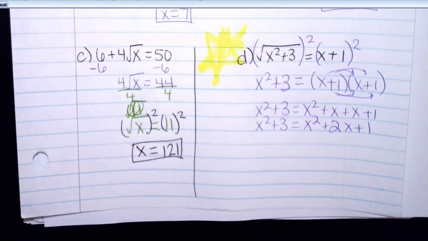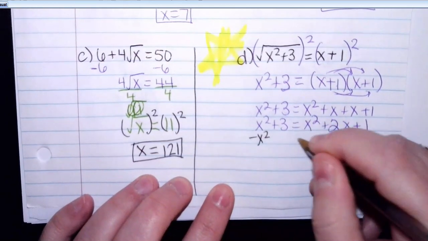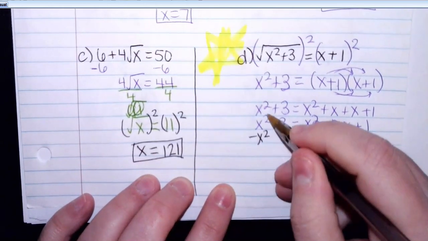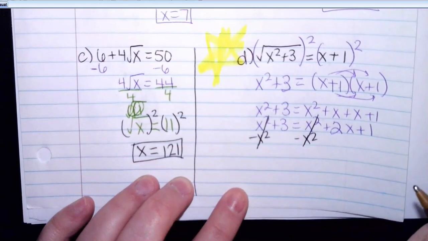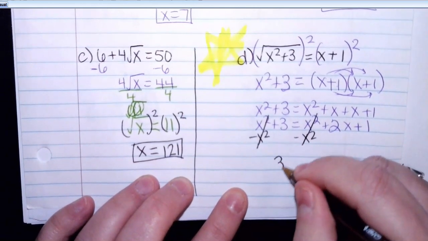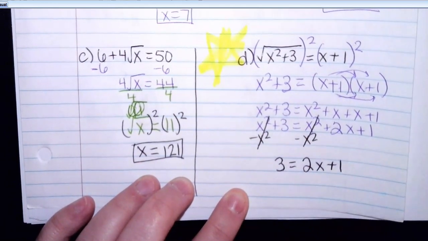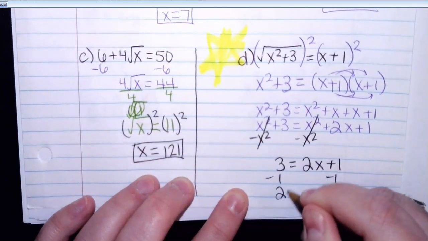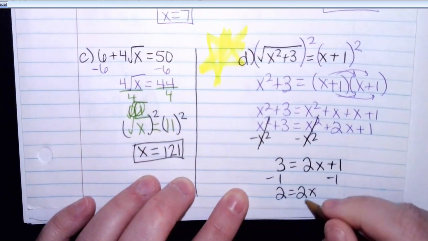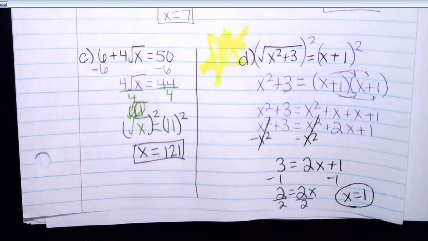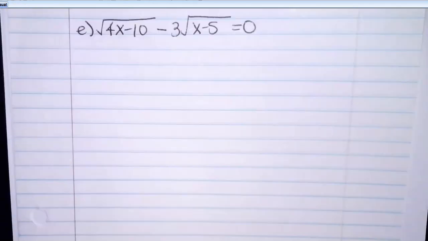Now, in this particular question, if I try to get all the x squareds on one side, you have 1x squared on both sides of the equation. These actually end up canceling each other out. We'll deal with the quadratic on the back here, but my equation is really 3 equals 2x plus 1. Just going to subtract 1 here. 2 is equal to 2x, and if I divide both sides by 2, that means x has to be 1 for my answer.